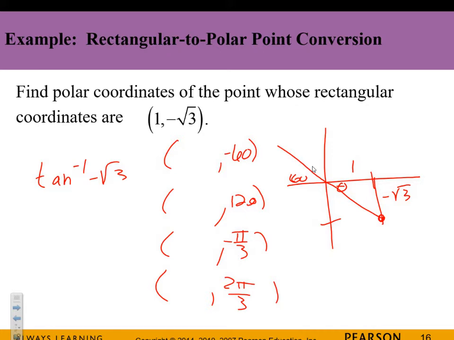Because I would be going this way, and then I would just say negative radius in that case, and then negative radius in this case, right? Now how do I find that radius? 1 squared plus negative radical 3 squared, and then take the square root of that. So I've got 1 plus 3 is 4, square root of 4 is 2. So 2, 2, 2, 2. And there are 4 different options to give it to me in polar coordinates.